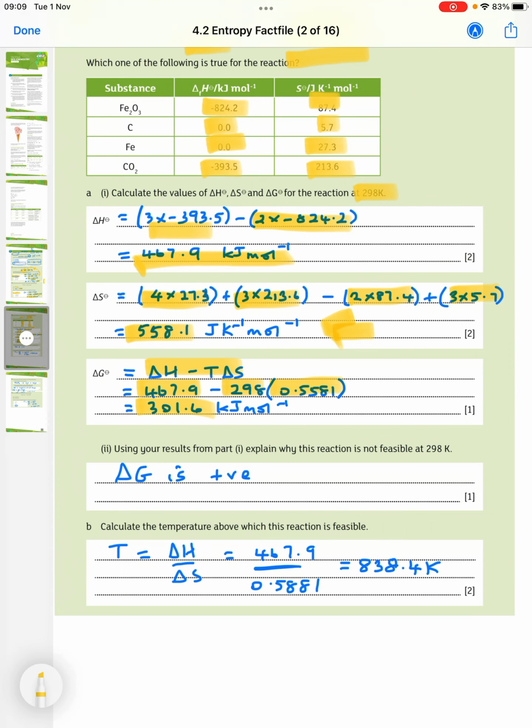Then, using your results from part 1, explain why this reaction is not feasible at 298. It's simply because delta G is positive. Then calculate the temperature above which this reaction would be feasible. So we're taking delta G as 0. So the equation you're using is T equals delta H over delta S. We've got delta H 467.9, delta S 0.5581, so the temperature is 838.4 Kelvin.